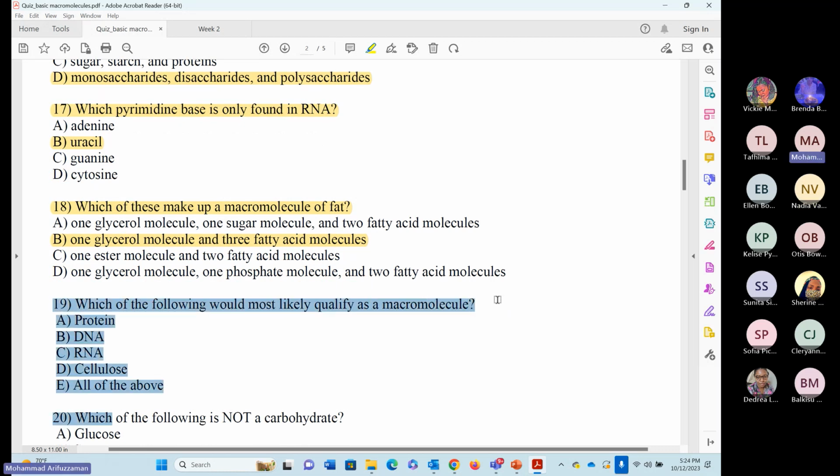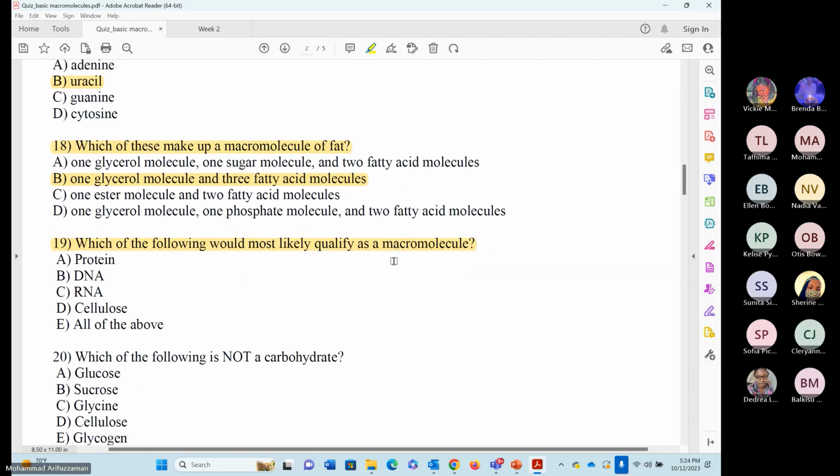Which of the following would most likely qualify as macromolecules? Select all that apply. Macro means large molecules. You have DNA. Okay, DNA is a macromolecule. Then you have protein. Protein is a macromolecule. Then is it all of the above? Yes, all of the above.